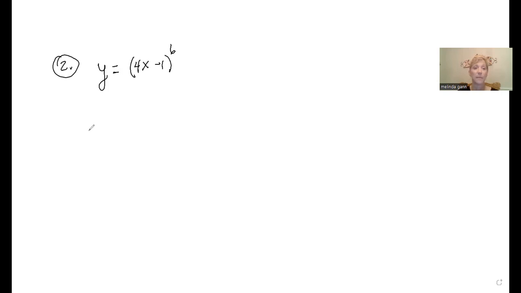Okay? So remember what I do with the chain rule. Look what step 1 says. Look at your form. I've got something to the 6th power. So what am I going to do? I'm going to let u be my something. My something to the 6th power. So my something is 4x minus 1.